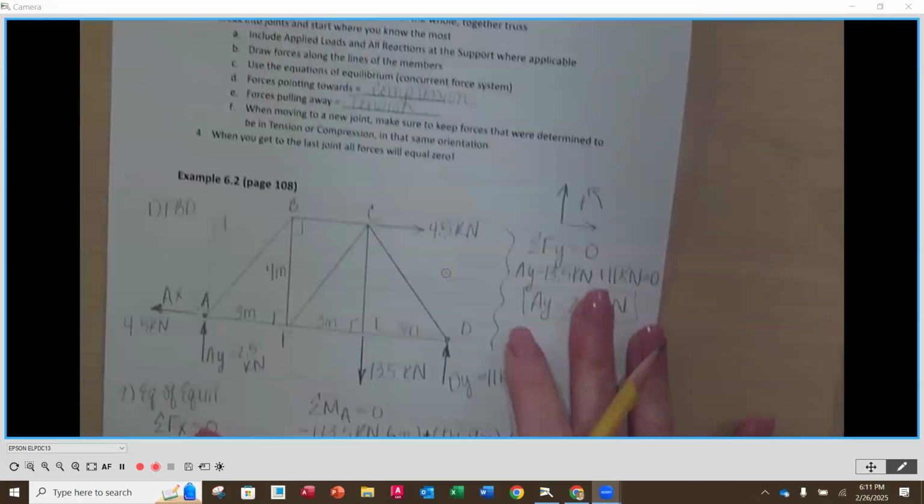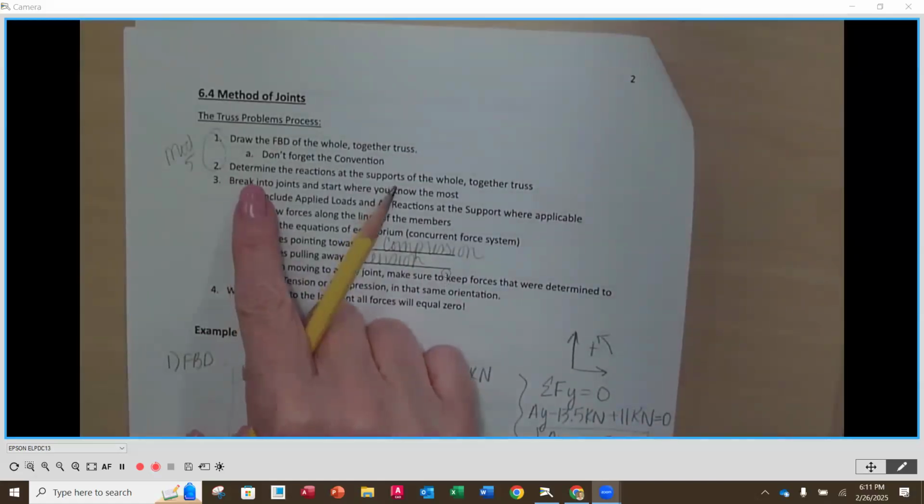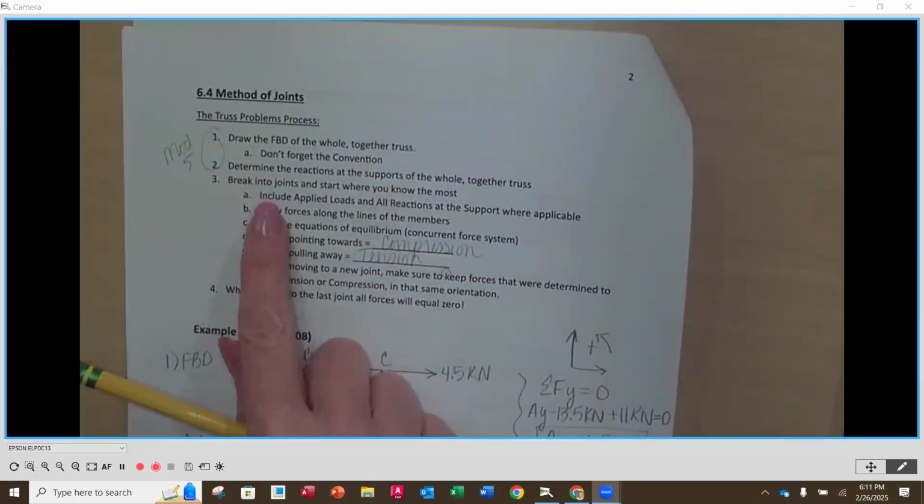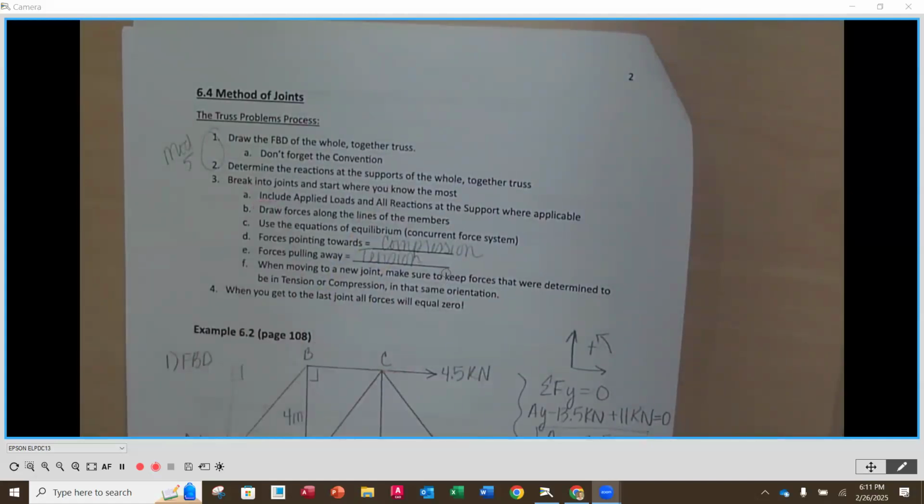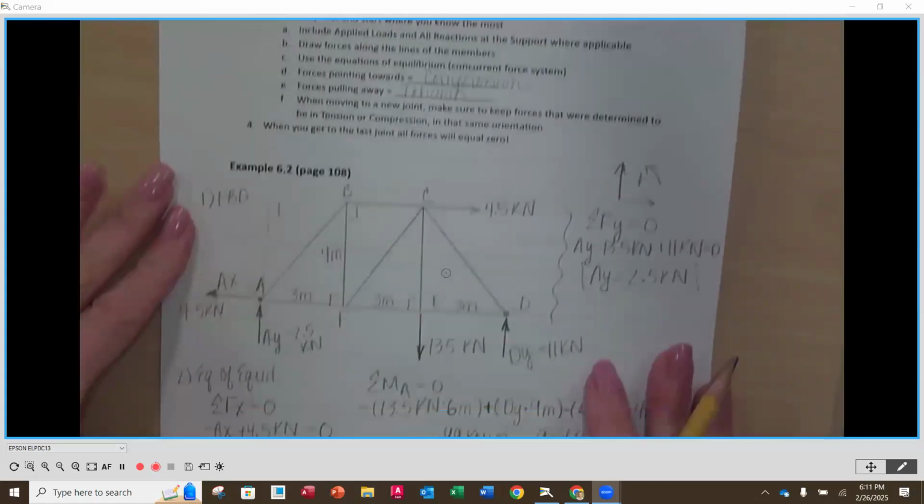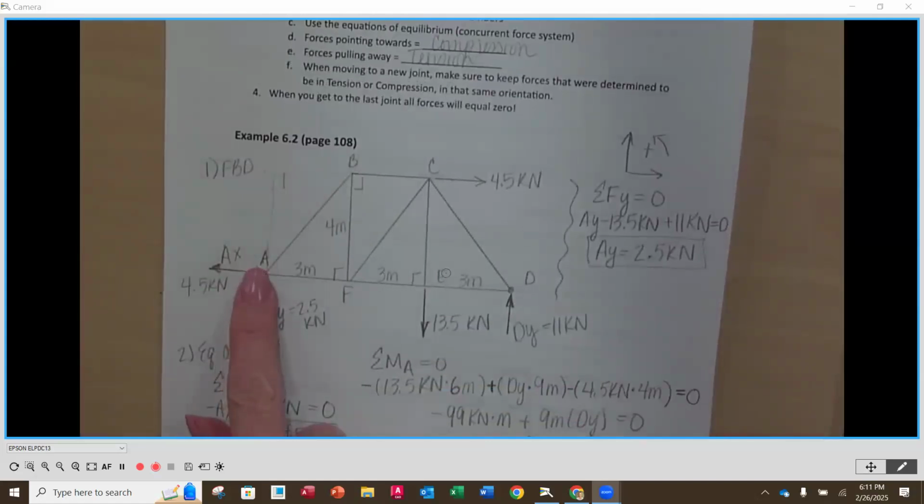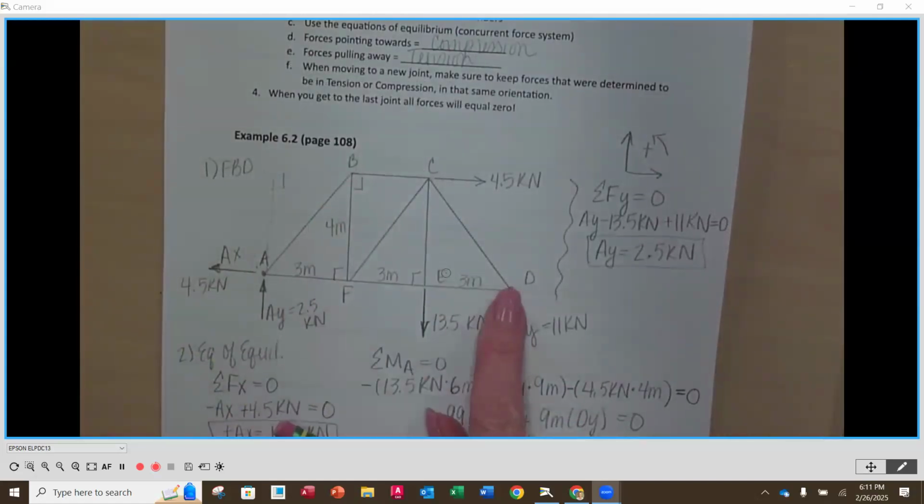Now what we're going to do, if we go back up to our procedure here, is break into each one of the joints. So now we're going to look at the individual joints, and the joints that we have here are A, B, C, D, E, and F. We're going to look at each one of those separately. And this is where there are going to be more steps involved.